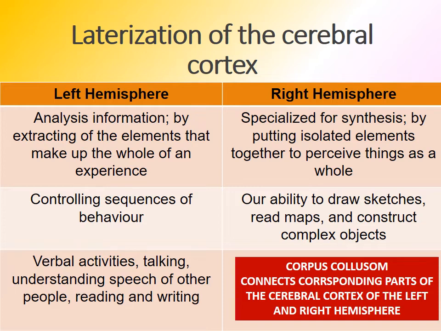Because of the corpus callosum, each region of the association cortex knows what is happening in the corresponding region of the opposite side of the brain. The corpus callosum also makes a few asymmetrical connections that link different regions of the two hemispheres.